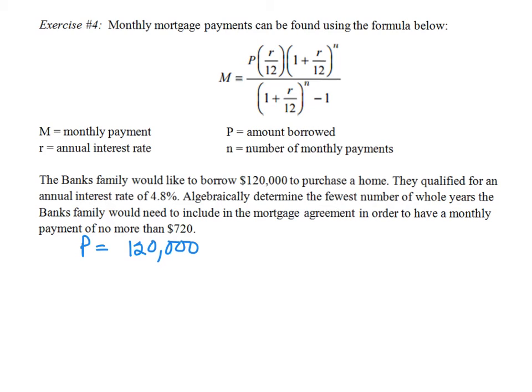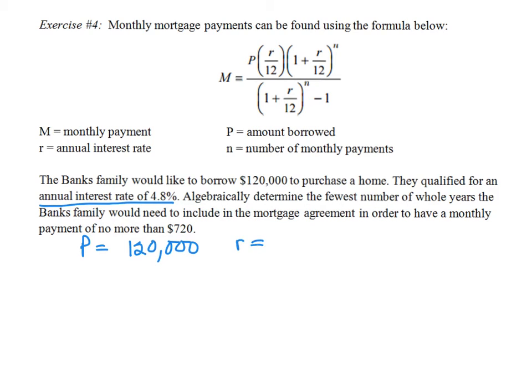They qualified for an annual interest rate. Now, when it says they qualified, that means that the bank looks at what their income is and what their other debts are and decides how much they can afford to borrow from the bank. The interest rate also is dependent on those factors. So in this case, we've got that the interest rate is 4.8%.